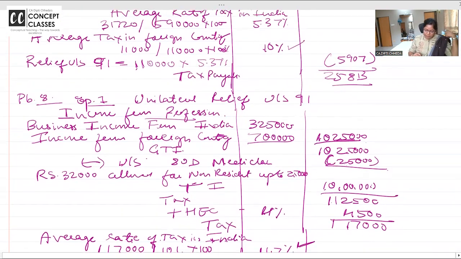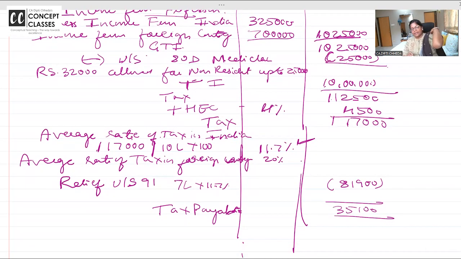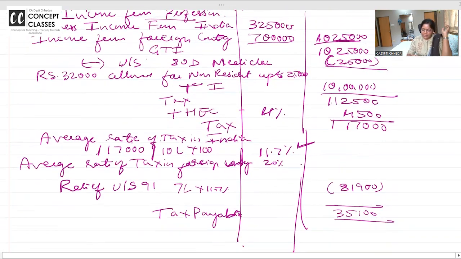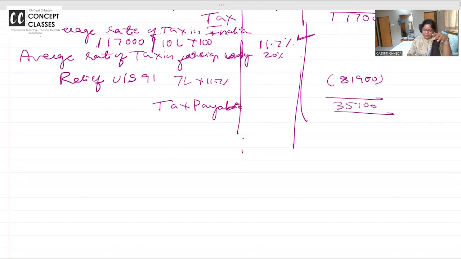Check the whole problem. Whatever is earned in India and outside India, we have allowed 80D limited. The 80D deduction is 50,000 for the parents, but if the parents are non-resident, then they are allowed only up to 25,000, because that additional benefit is only for the resident senior citizen. Then on total income, how much tax have you paid in India along with surcharge and ESS, all 11.7. How much have you paid in the foreign country? 20%. So the lesser will be given as the relief. And that is the tax payable.